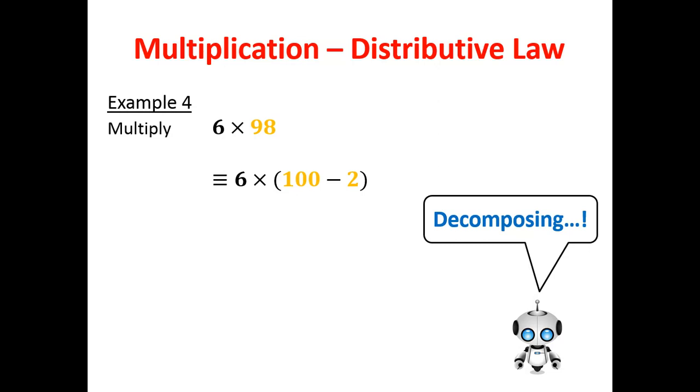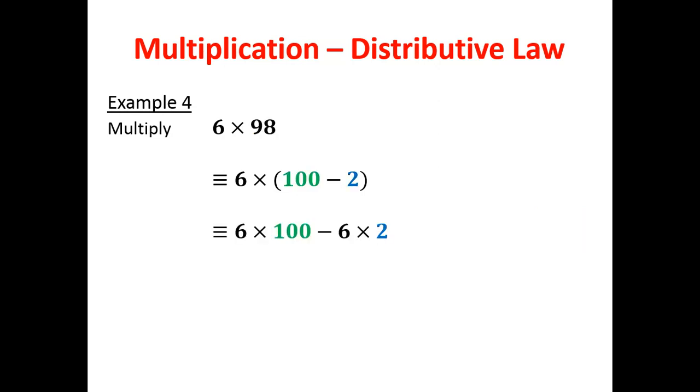Now we're going to use the distributive law. And we're going to go 6 times 100, take away 6 times 2. So now we can start working out some answers. So 6 times 100 is 600, and 6 times 2 is 12. 600 subtract 12 is equal to 588. So 6 times 98 is equal to 588.